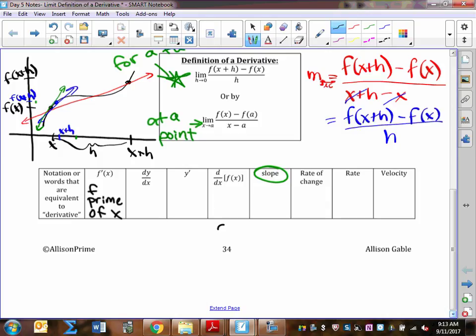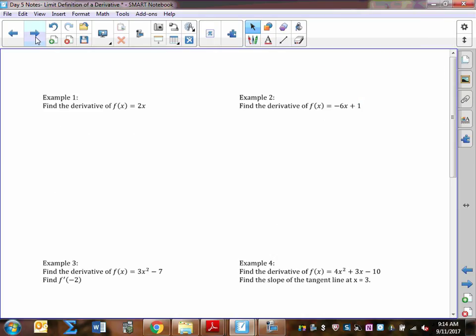So you might see like d dx of x squared plus 3. Maybe they did not define that f of x was x squared plus 3 in the first place. This means take the derivative of this function. Now what you could do is just simply say let f of x equal x squared plus 3 and then write f prime of x. But all three of these mean derivative, or take the derivative. Questions on that notation? Okay. So let's go ahead and take a look at doing this limit definition of the derivative. And we'll start off with a couple basic ones.